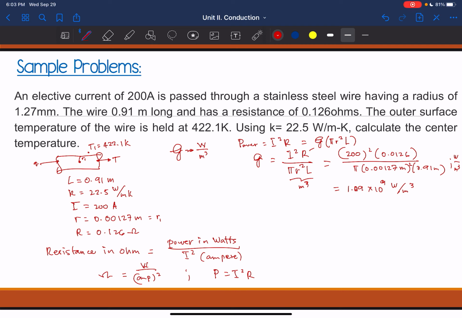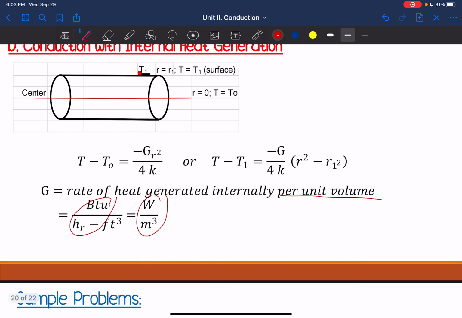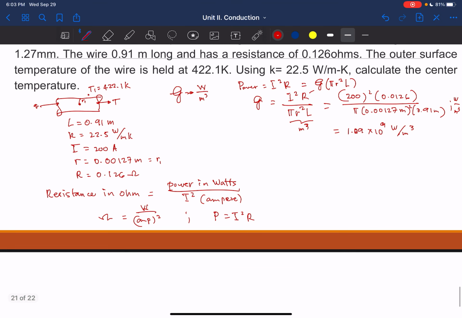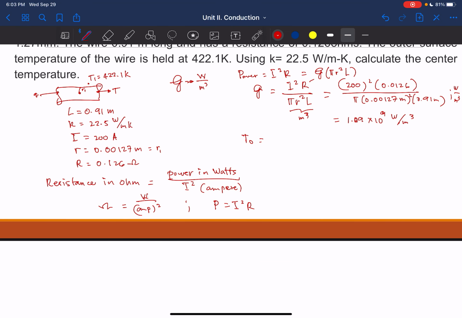Finally, plugging it into my equation, T minus T0, or T0 minus T1, is equivalent to negative G over 4K times R1 squared minus R squared. So this gives me, therefore, T sub 0, or the temperature at the center, equal to T1 plus, since negative G kanina, so that would be plus your G R squared over 4K.